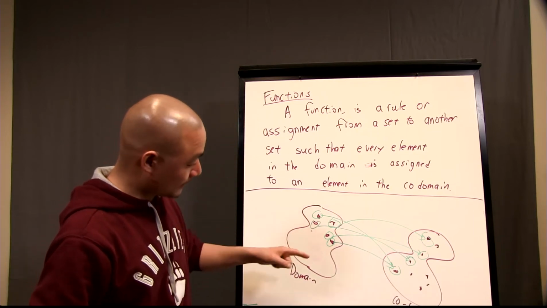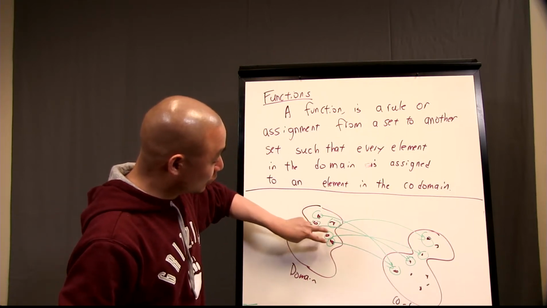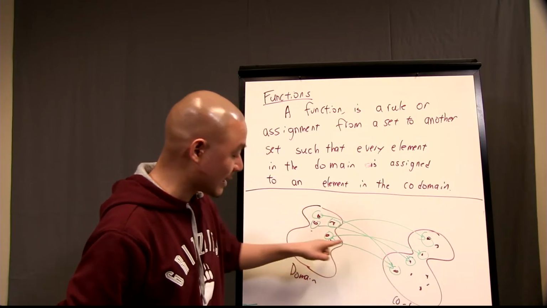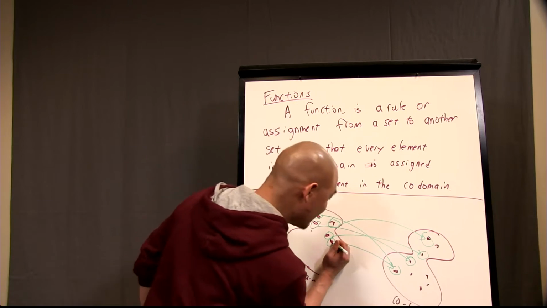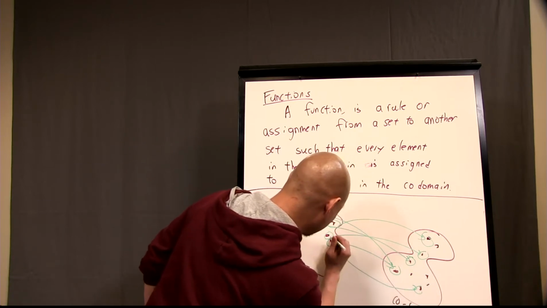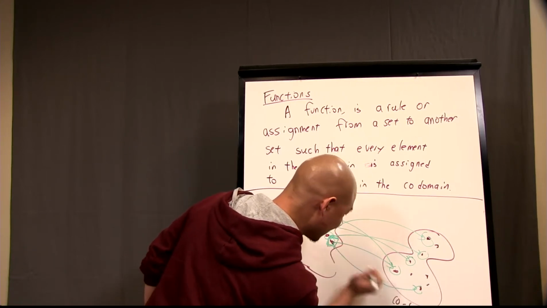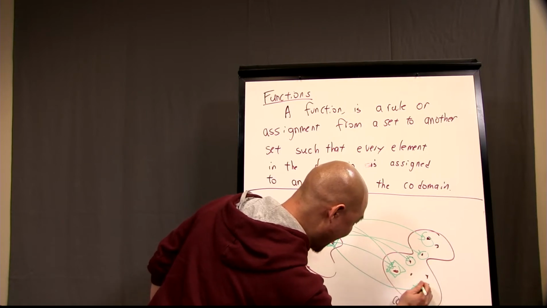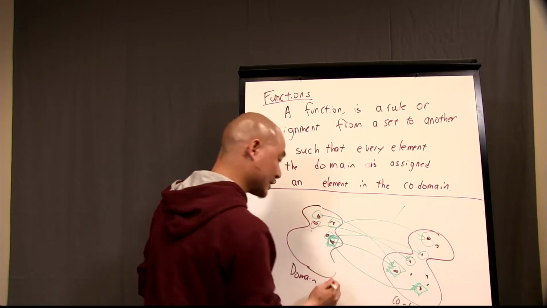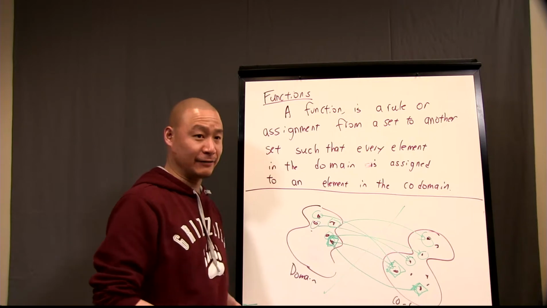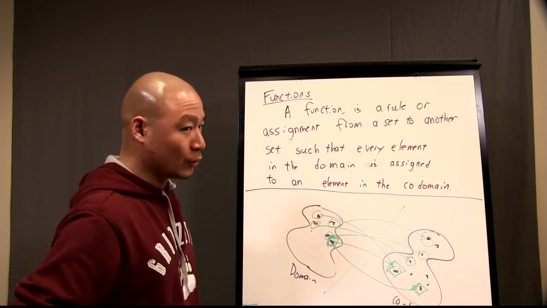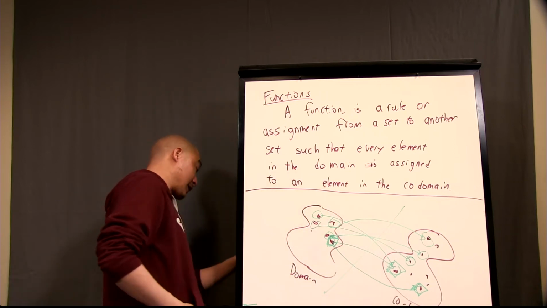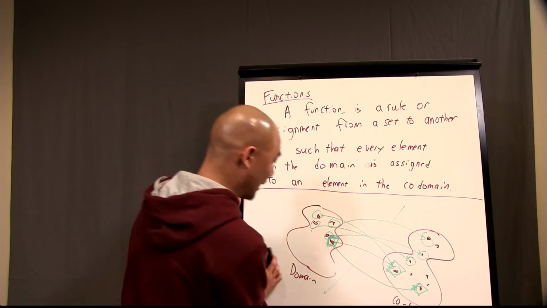Now, two things can be sent to the same thing, but one thing cannot be sent to two things. If I send this element here to this element here and this element here, then that's no good. The whole thing is not a function anymore. And we do have special names for functions who have certain properties.